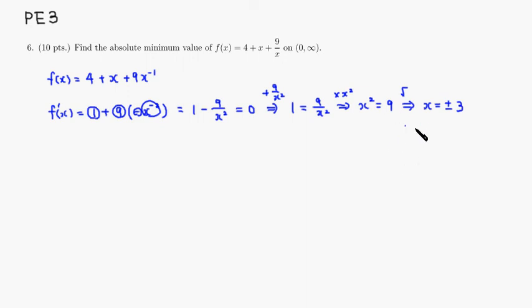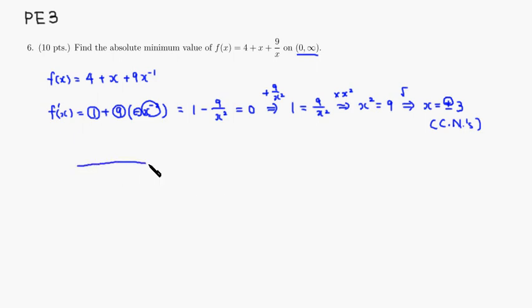So these are the critical numbers, positive 3 and negative 3. But since we're only looking at the positive real numbers, we're only looking at the positive 3. All right, so let's do a number line.